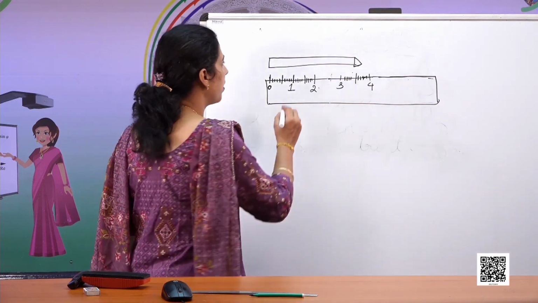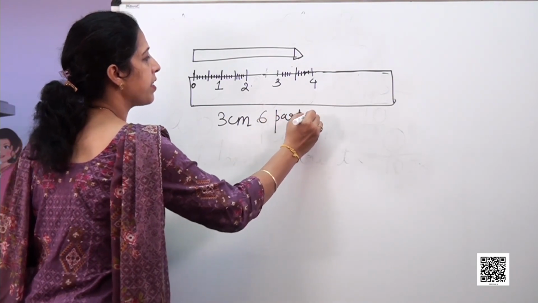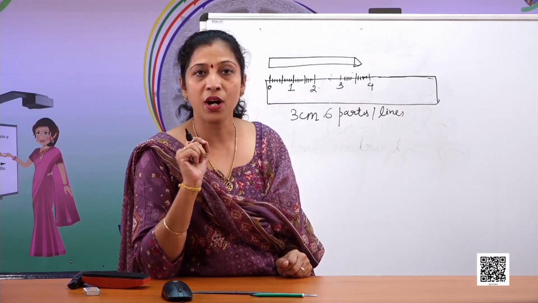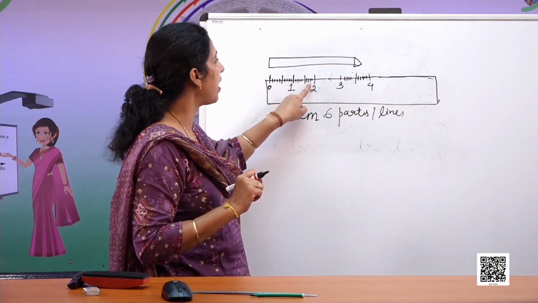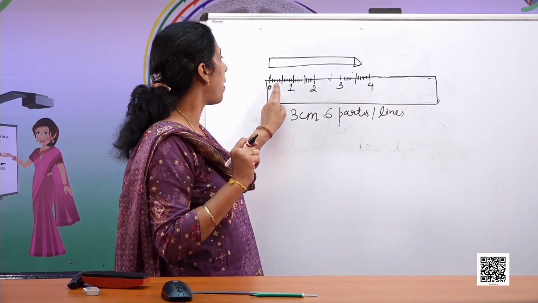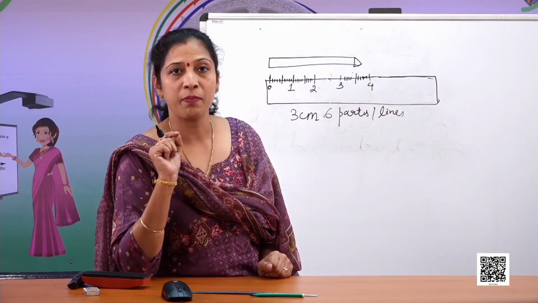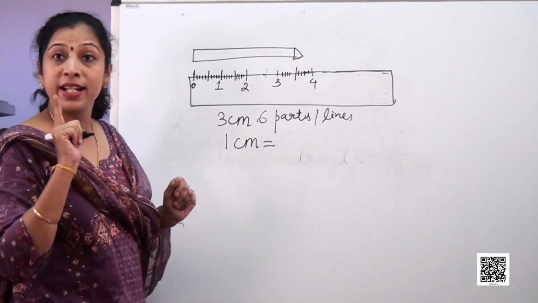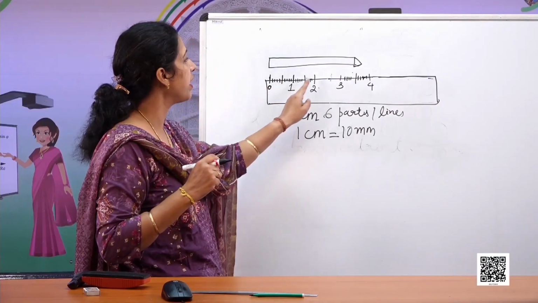So should I write down 3 centimeter and 6 parts or 6 lines? Should I write down like this? No, it will be wrong because there is something called millimeter. Each of these small lines is nothing but 1 millimeter. That is 1 part out of 10 equal parts. That means 1 centimeter has been divided into 10 millimeter. So each millimeter is nothing but this one simple line.